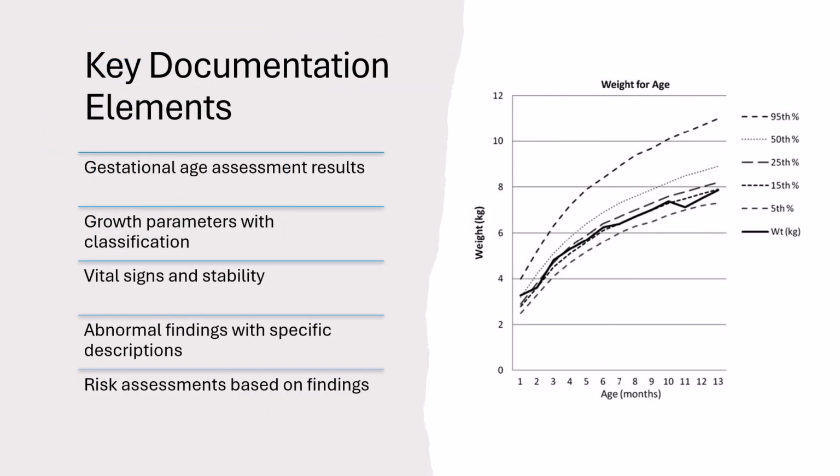These documentation elements are particularly high yield for the exam. Always document gestational age assessment results with specific physical and neurological criteria used. Include all growth parameters with appropriate classification. Document vital signs and stability over time, not just single readings. For abnormal findings, provide specific descriptions rather than vague terms. A 2.5 centimeter cephalohematoma over right parietal bone is much better than bump on head. Include risk assessments based on your findings, such as hypoglycemia risk in an SGA infant or infection risk with prolonged rupture of membranes.